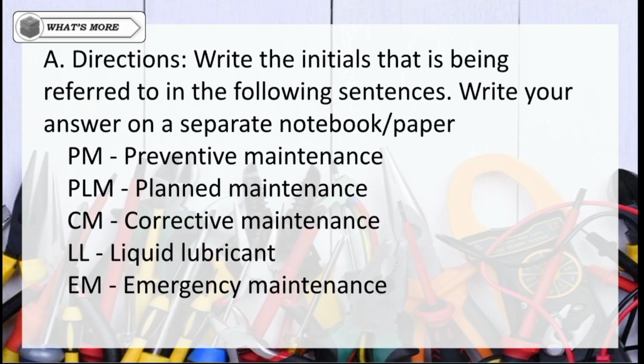Para magkaroon kayo ng idea kung ano yung mga activity natin bukas sa ating Google Forms, sagutan natin ang What's More na ito. So, for letter A, write the initial that is being referred to in the following sentence. Write your answer on a separate notebook or paper. So, dito class, kailangan nyo pumili sa mga sagot natin. It could be PM for preventive maintenance, PLM for planned maintenance, CM for corrective maintenance, LL for liquid lubricant, and then EM for emergency maintenance. So these are the choices.